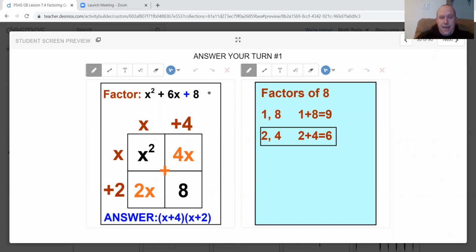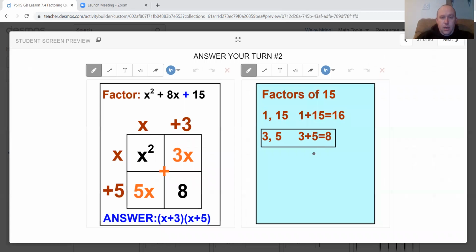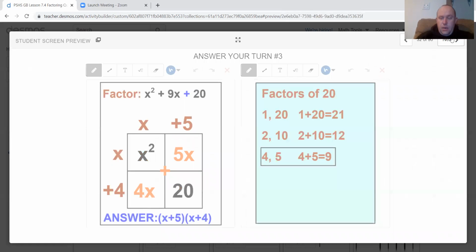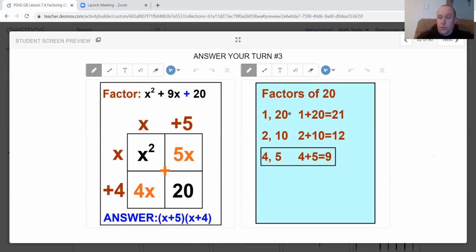So 2 numbers that times to make 8 and add to make 6 is 2 and 4. And then the GCF of 4 and 8 is 4. And the GCF of 2 and 8 is 2. And you can see the answer. 15, there were these combinations, but it's 3 and 5 because we want to add to make the middle number, which is 8.